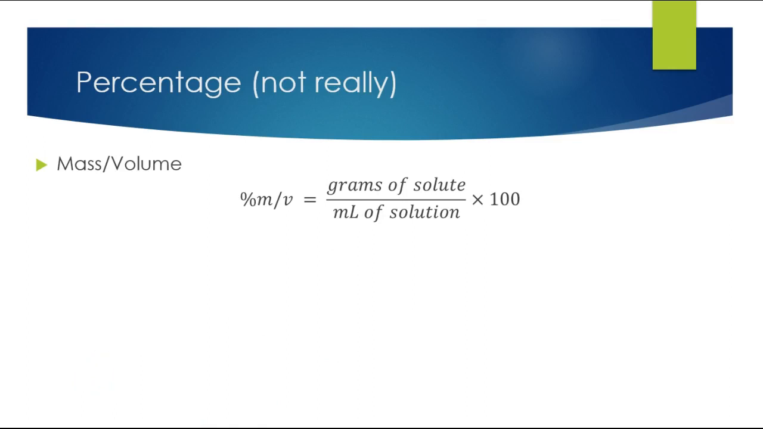The third type of percentage problem is really not a percentage problem, but it's used so often in medicine that we really have to show it to you. It's the mass volume percentage. Now, in any other type of percentage in the world, you just use the same units on the top and the bottom, and percentages are usually unitless. However, the mass volume is expressed as a percentage, but it really is grams per 100 milliliters. So it's grams of solute divided by milliliters of solution times 100.